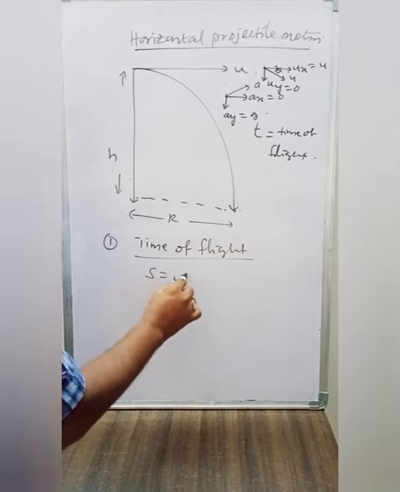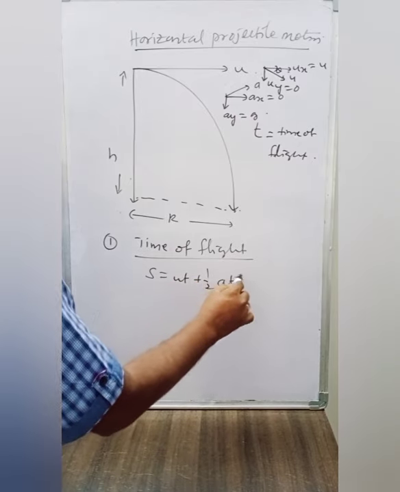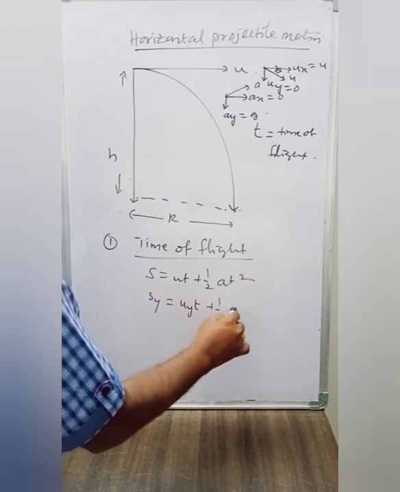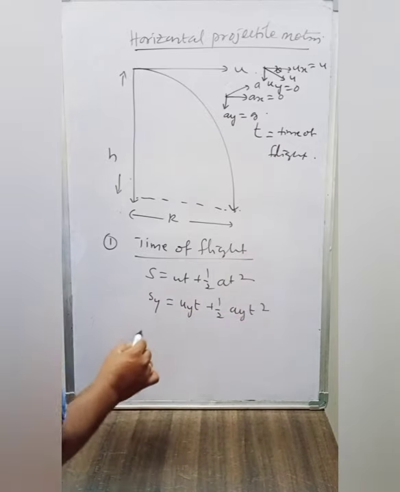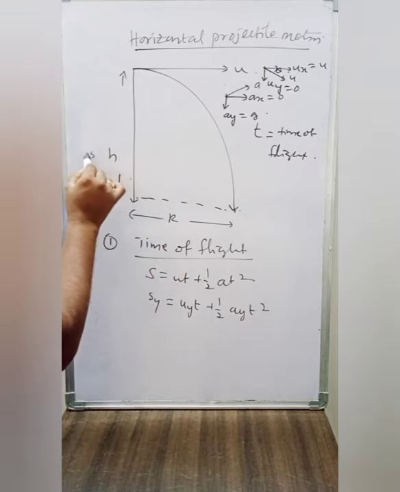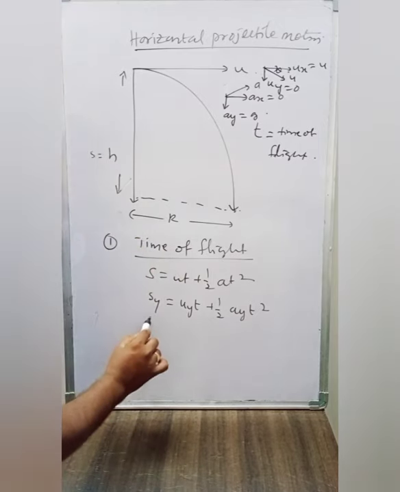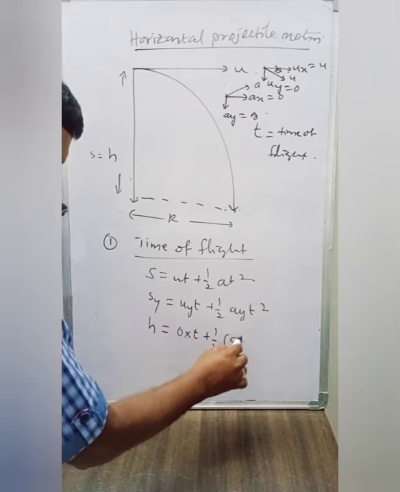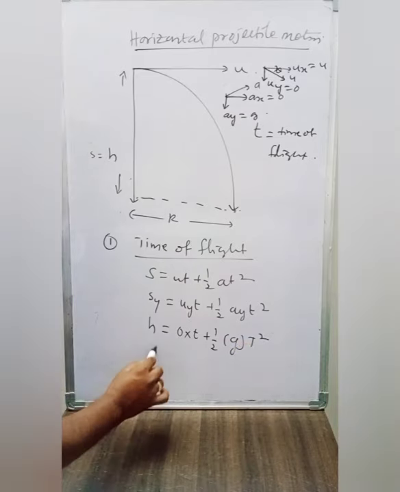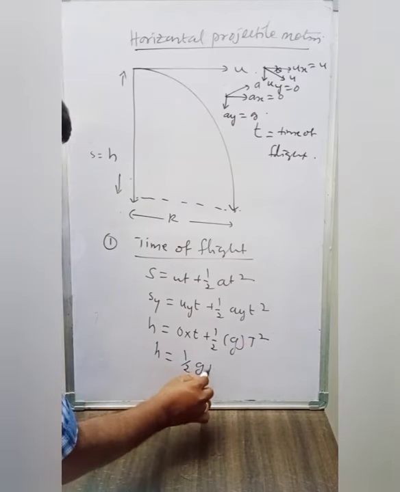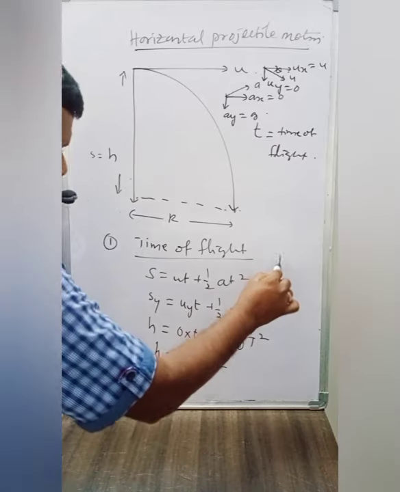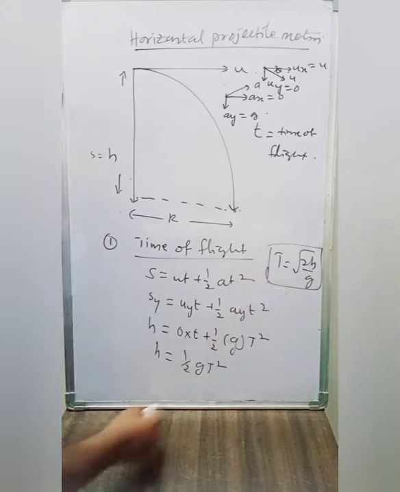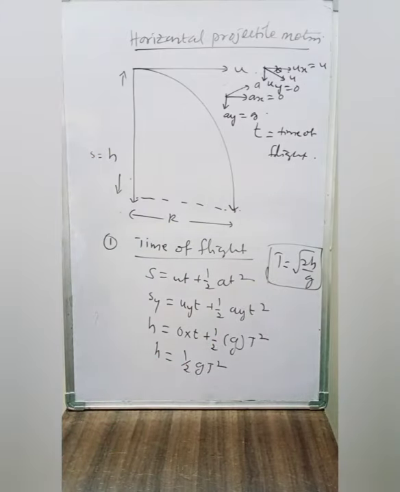We know that s is equal to ut plus half at square. So sy is equal to uy t plus half ay t square. Here sy means the maximum height of the tower, h. h is equal to uy, which is 0, times t, plus half g t square. Therefore h is equal to half g t square, so t is equal to root over 2h by g. This equation gives the time of flight.